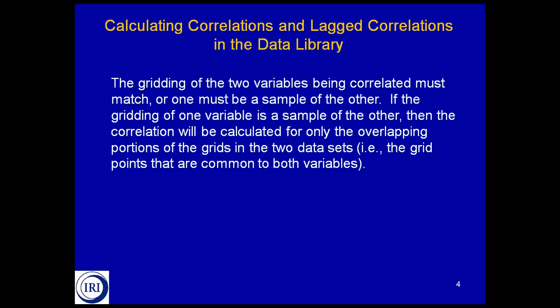The gridding of the two variables being correlated must match, or one must be a sample of the other. If the gridding of one variable is a sample of the other, then the correlation will be calculated for only the overlapping portions of the grids in the two data sets. In other words, over the grid points that are common to both variables.